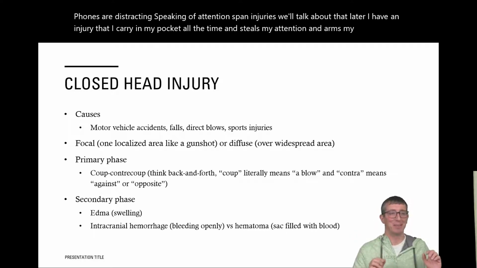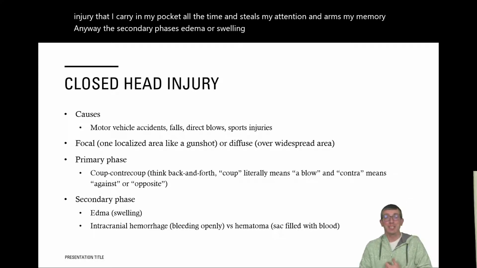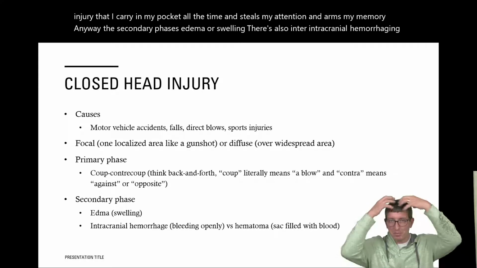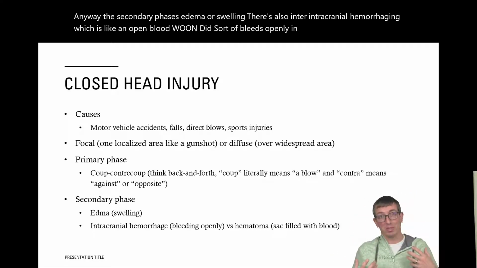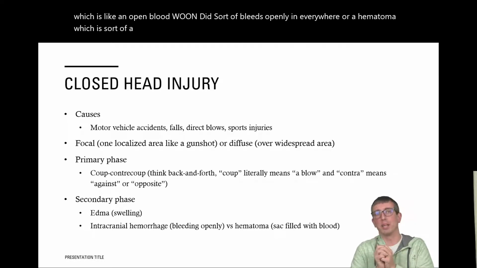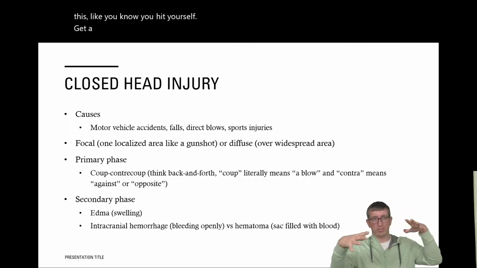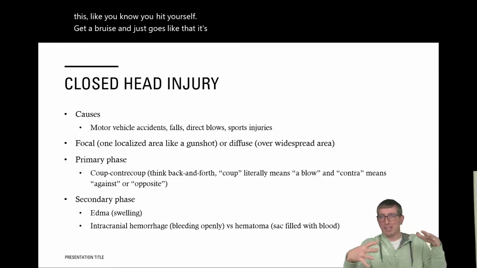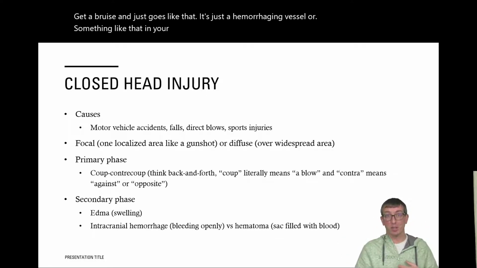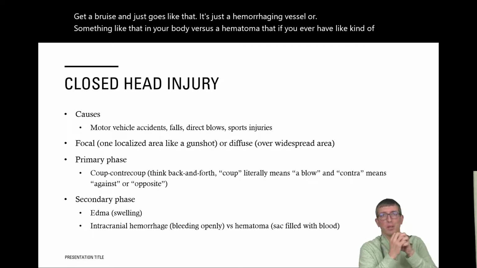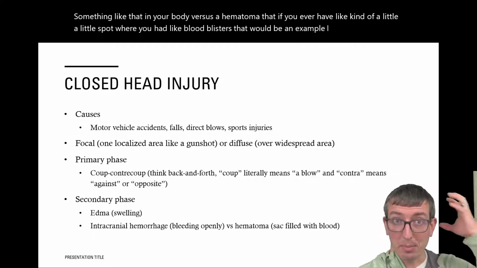Anyway, the secondary phase is edema or swelling. There's also intracranial hemorrhaging, which is like an open blood wound that bleeds openly and everywhere. Or a hematoma, which is a localized sac filled with blood. Some of you have maybe had this, like you hit yourself and you get a bruise, that's just a hemorrhaging vessel in your body. Versus a hematoma, like a little spot where you had blood blisters, that would be an example, I think. But those happen in the brain as well.